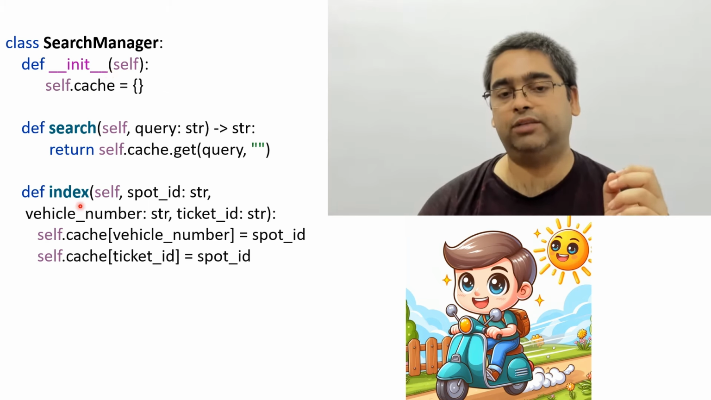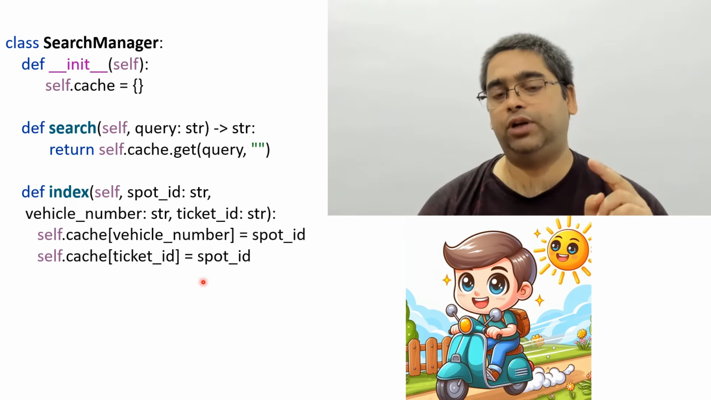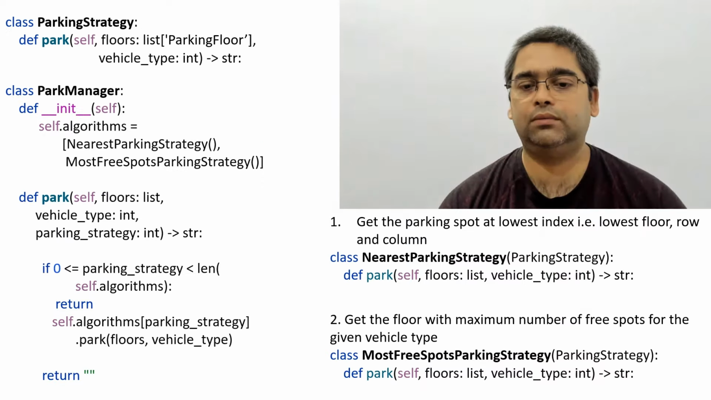So whenever the index method is called, two entries are made, one for vehicle number and one for ticket ID, and spot ID is stored against them. This is all there is about this.